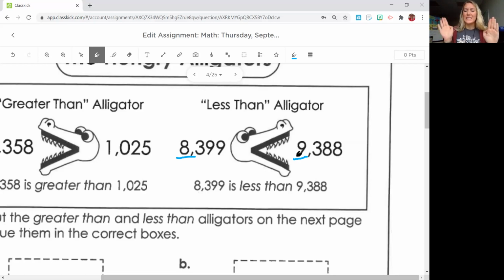Is 8 or 9 a larger digit? 9 is a larger digit, so that means this is my bigger number. Remember, alligators like to eat the bigger numbers. If the symbol is opening to the right, we call that symbol less than. If I write this out into a sentence, I would write 8,399 is less than 9,388.